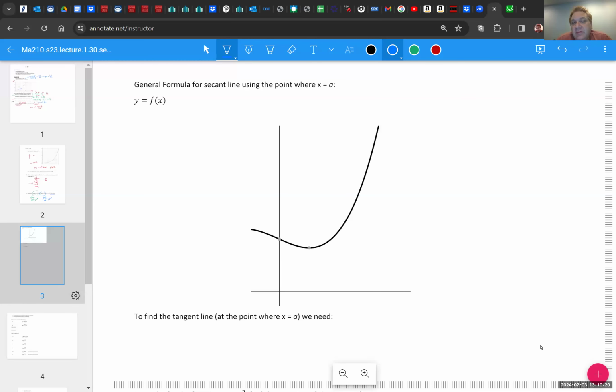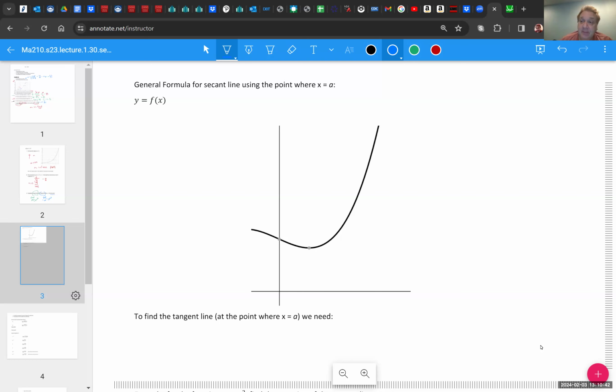Hi there. In this video, we're going to be seeing the formula for the secant line and the tangent line at just a random point, x equals a, and see some simple applications of that. This is section 2.1. It's also sort of foreshadowing chapter 2, where we're going to be doing these more in general.